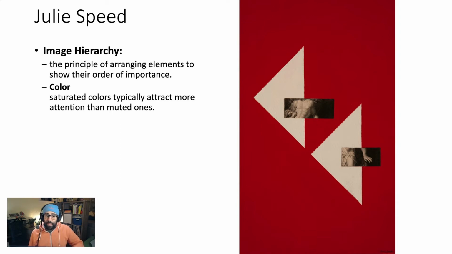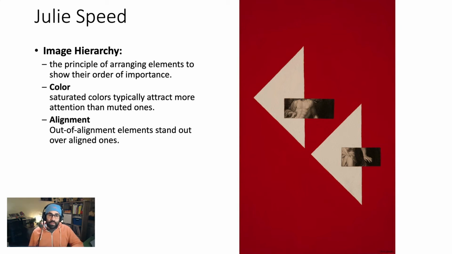We could also talk about alignment, where out-of-alignment elements stand out over aligned ones. The human figures here are out of alignment with the triangles. That's part of what draws attention to them. We also have proximity, where closely placed elements seem related. These humanistic sections are out of alignment with the triangles, but they're close enough to where they give us an implied relationship.